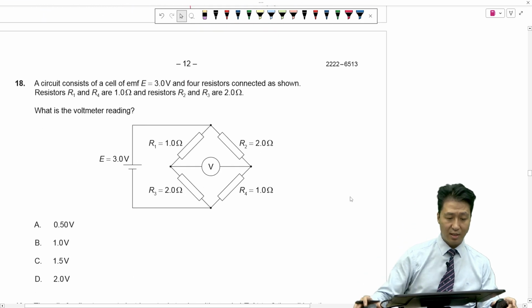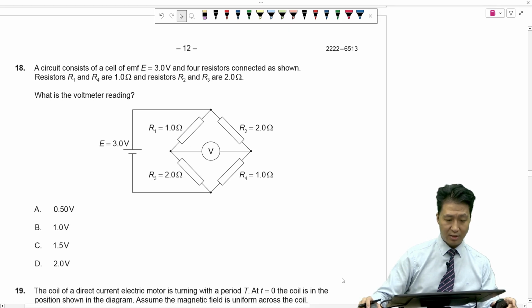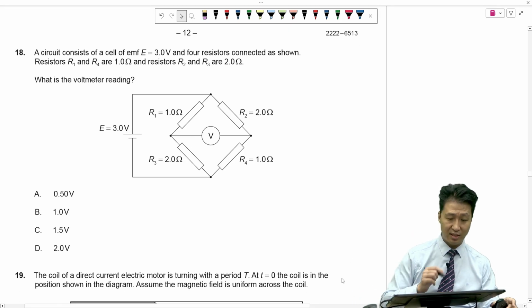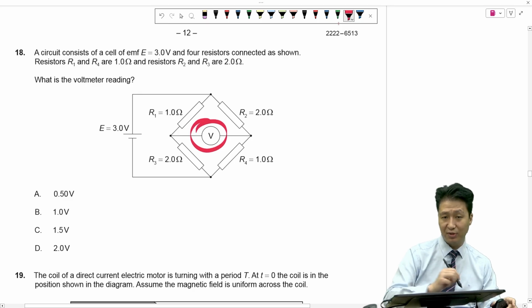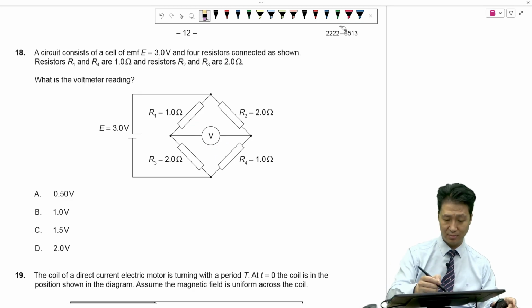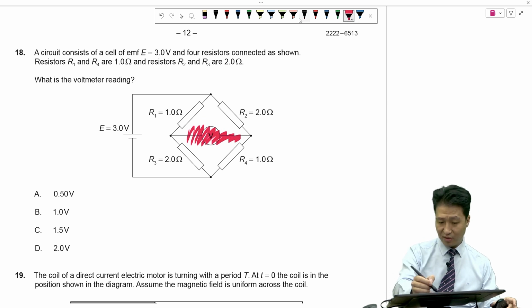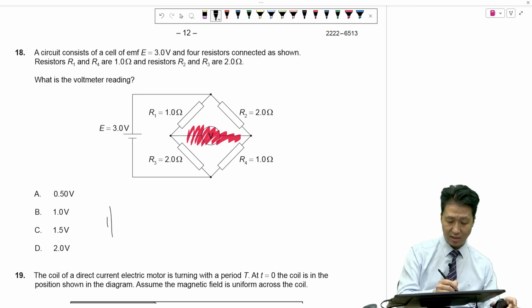Number 18. A circuit consists of a cell of EMF E equals 3 volts. There are 4 resistors connected as shown. R1 and R4 are 1 ohm. R2 and R3 are 2 ohms. What is the voltmeter reading? First things first, the voltmeter should not be considered as part of the circuit. Ideally, there's no current going through the voltmeter. So if we just erase it for now, you can reimagine this circuit as just being the battery, and there are 2 parallel paths.